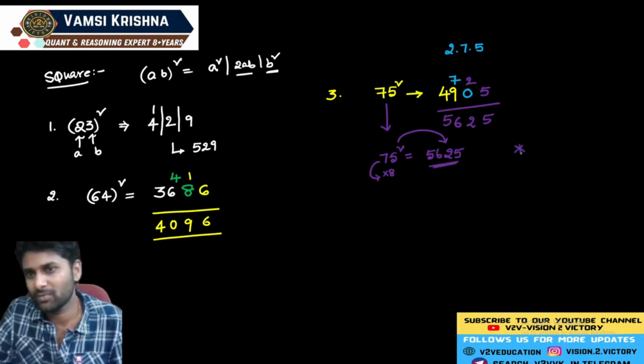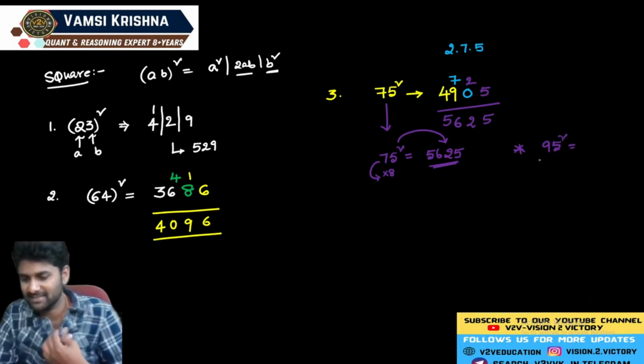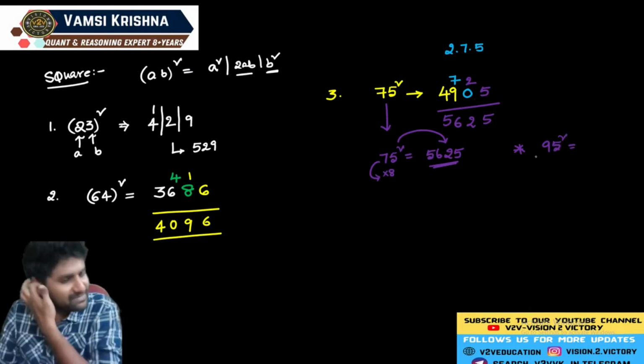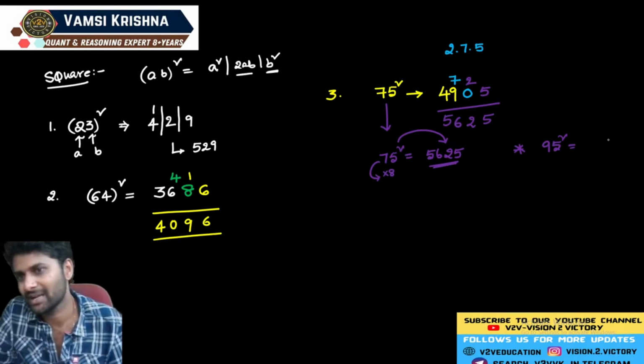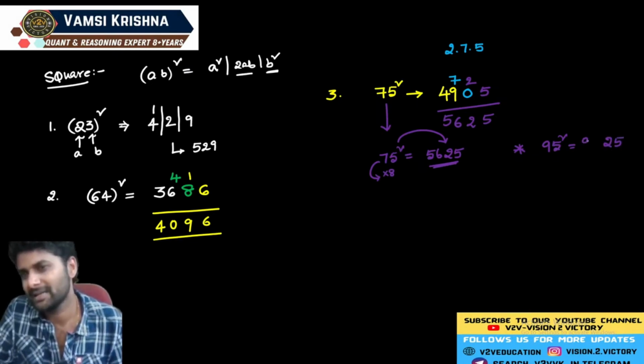Now, can anyone tell me what is the value of 95 square? You can get this answer within seconds. What is the value of 95 square? Yes, very good, Nana. The last two digits are 25, and 9 multiplied by 10 becomes 90.